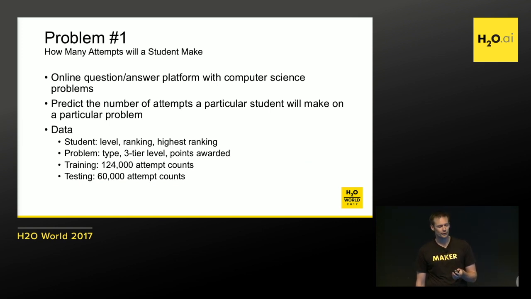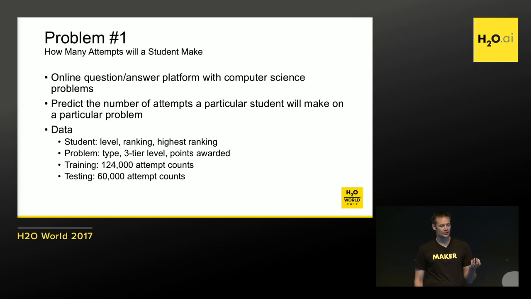So the first problem we'll look at: how many attempts will a student make? The data is from an online question and answer platform with computer science problems. The goal here is to predict the number of attempts a particular student will make on a particular problem. So we have a student ID and a problem ID, and we're going to try to figure out how many times they attempted that. The next slide will show us how that is framed up.